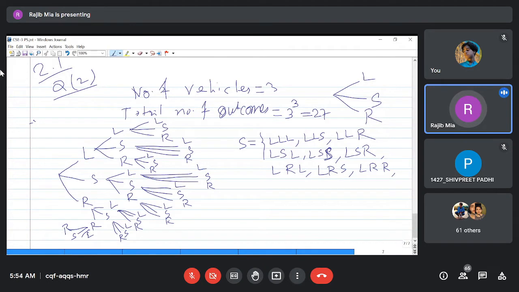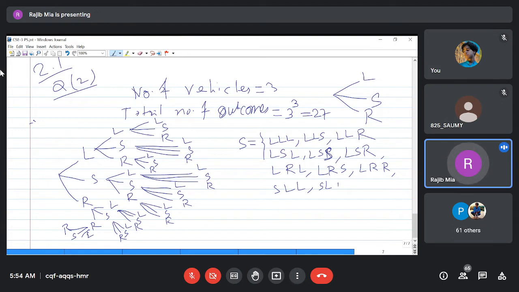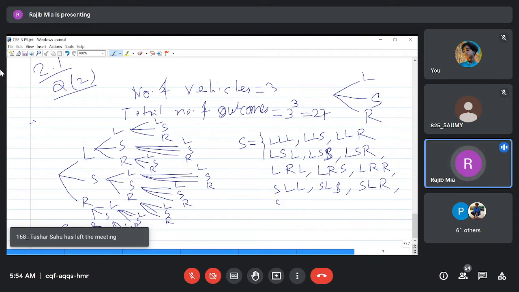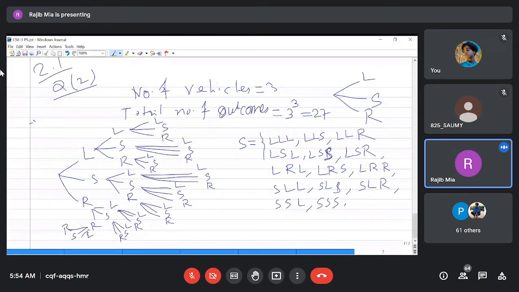I'm writing this by using this tree diagram. Next, S: SLL, SLS, SLR. Similarly, SSL, SSS, SSR, and then SRL, SRS, and SRR.